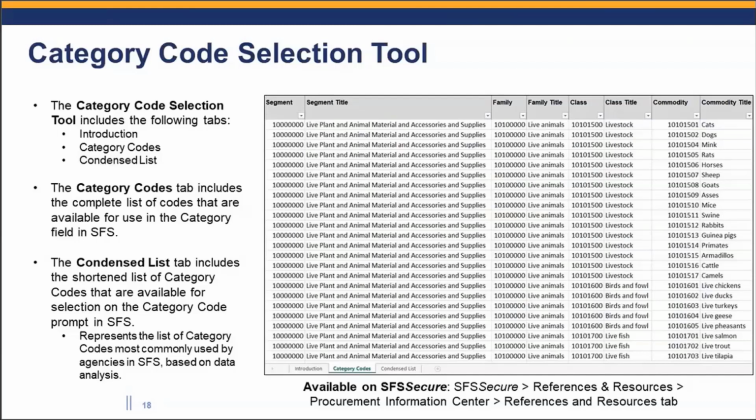So some of these category codes are very detailed, right? And many of them you may never use, but all of them are available to you on this tool to navigate through. And then there's also a tab for a condensed list of category codes. And this is important. The condensed category code list really breaks down a list of important category codes and the most commonly used category codes throughout the state. And so we encourage you to use this category code selection tool from SFS Secure to help identify the types of purchases that you're making. I can't overstate the importance of using the appropriate category code on your purchase orders.